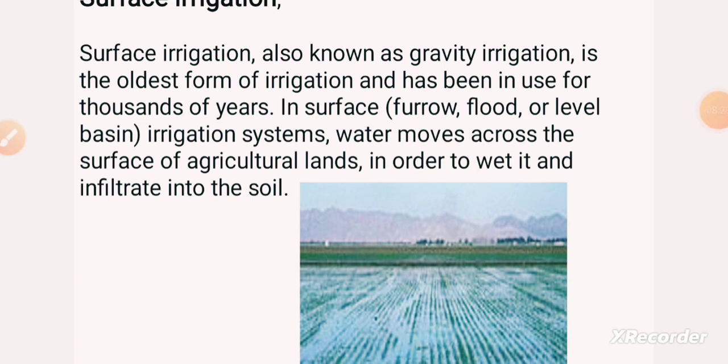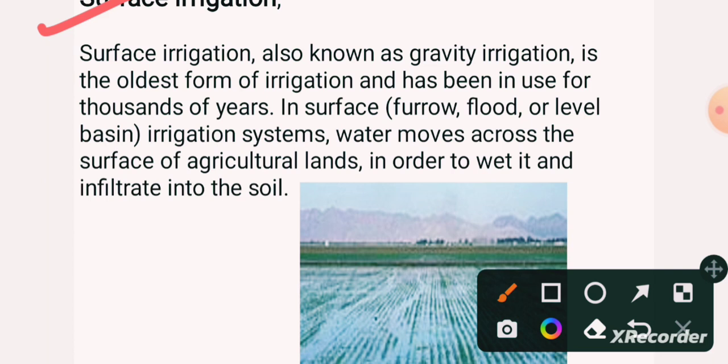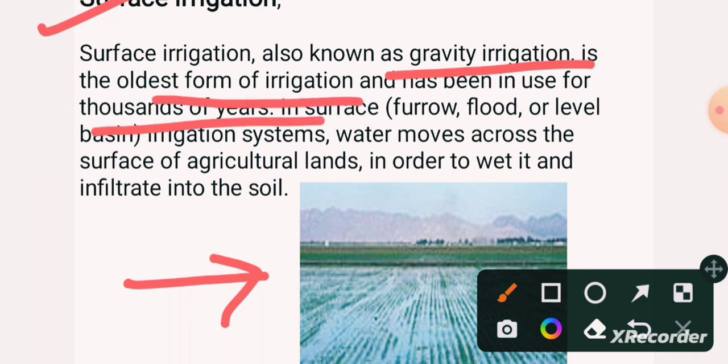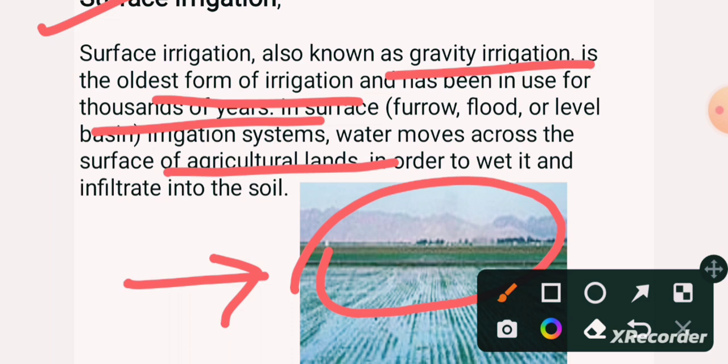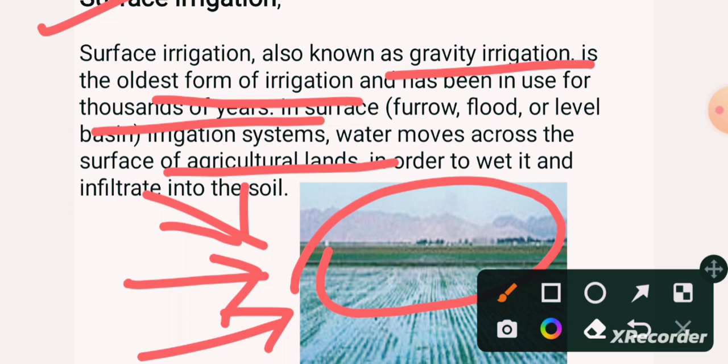Surface irrigation is a type of irrigation. As we can see in this picture, surface irrigation means the whole surface. Surface irrigation is also known as gravity irrigation, which is the oldest form of irrigation and has been used for thousands of years. In this irrigation system, the water moves across the surface of the agricultural land in order to wet it and infiltrate into the soil. So here we can see how surface irrigation happens, as we can see in the picture.